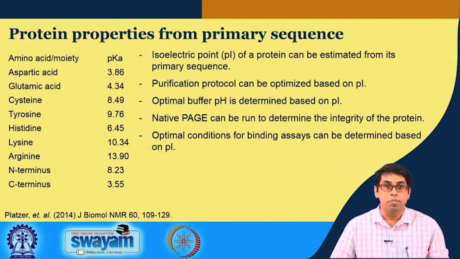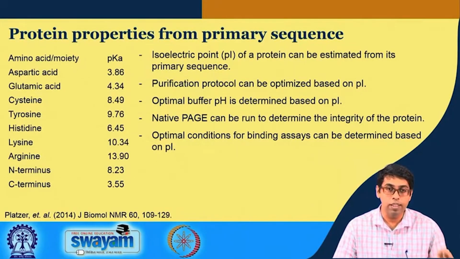So, once we have the epsilon 280 of our protein, we can use Beer-Lambert's law, measure the absorbance at 280 nanometers, and we can calculate the concentration of our protein with great accuracy. It turns out that the epsilon 280 of a protein depends on the amino acid sequence.